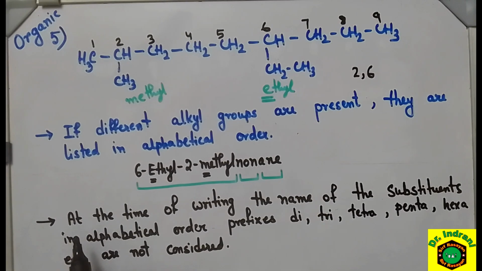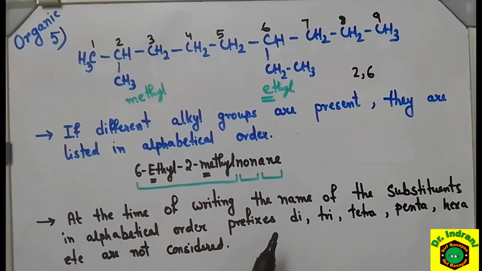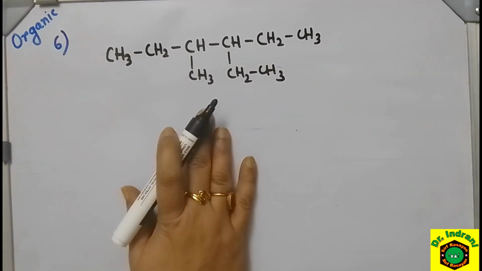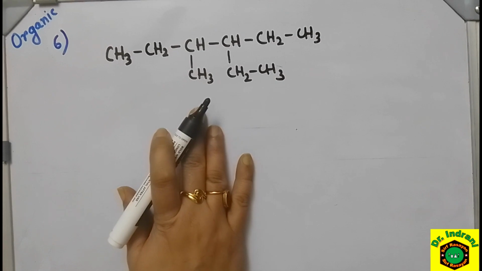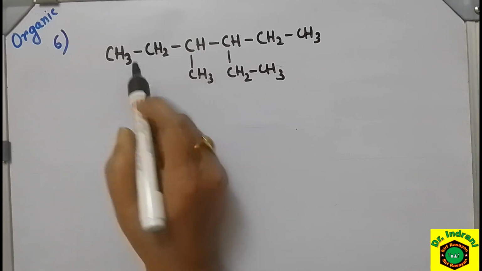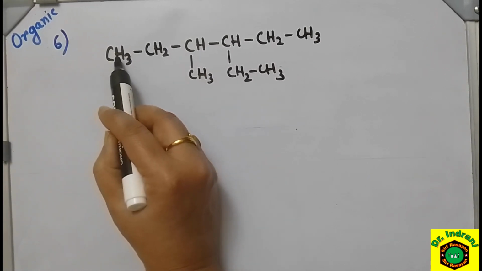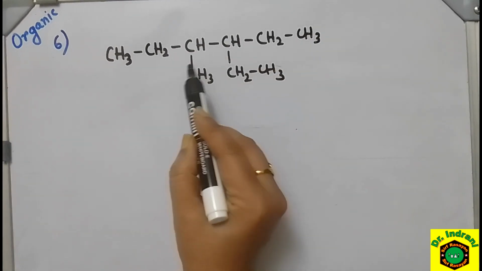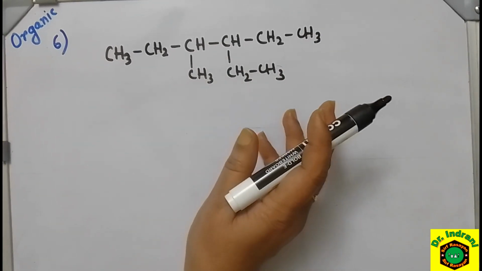Another thing you note down: at the time of writing the names of the substituents in alphabetical order, prefixes di, tri, tetra, penta, hexa, etc. are not considered. With one example, I will explain this one. Now for the next rule, consider this molecule. First we have to find out the longest carbon chain with maximum number of substituents. So if we are considering this chain 1, 2, 3, 4, 5, 6, it is having 6 carbon atoms and 1 methyl, 1 ethyl, 2 substituents are there.